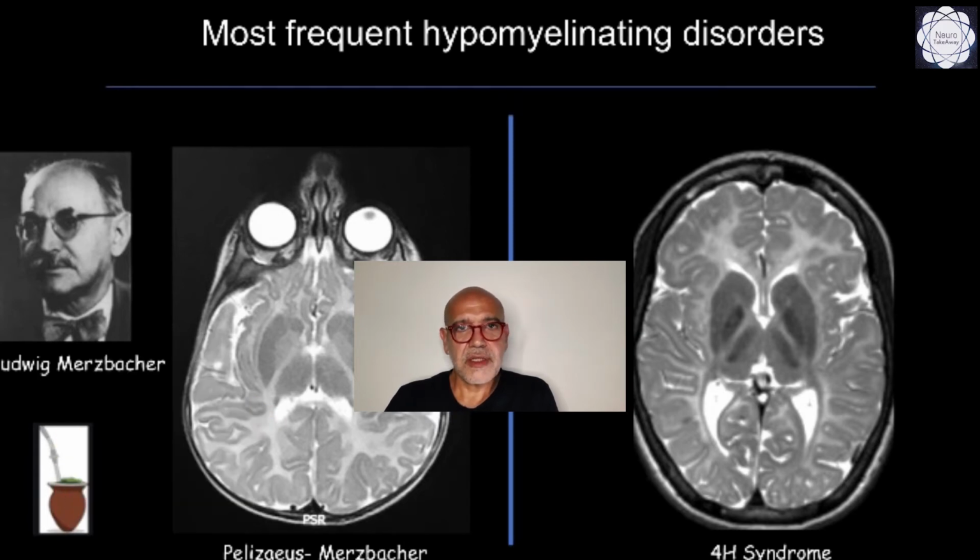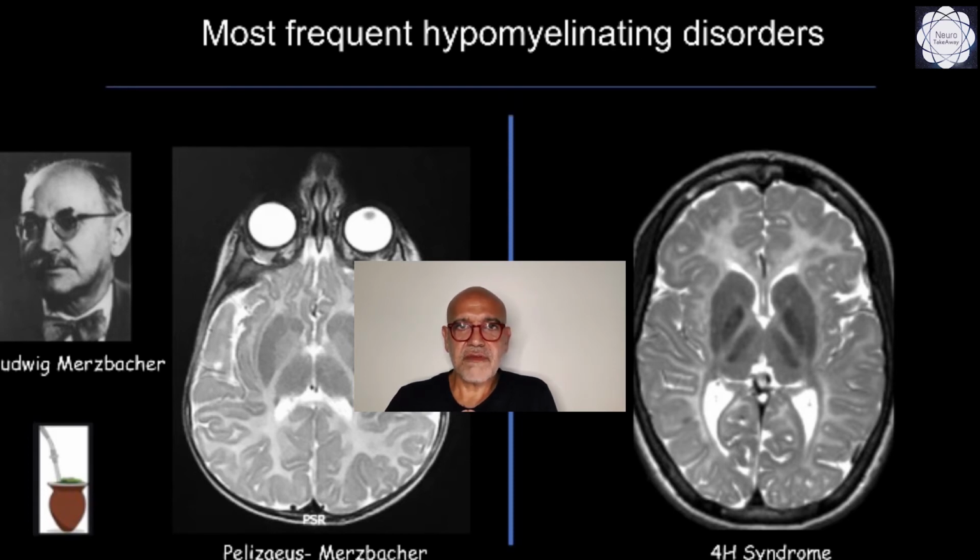On the left, the Pelizaeus-Merzbacher disease, which is secondary to duplication of the PLP1 gene. Proteolipid protein is the most important structural protein of myelin. It represents around 50% of its structure, and that's why it is associated with a very severe form of hypomyelination.